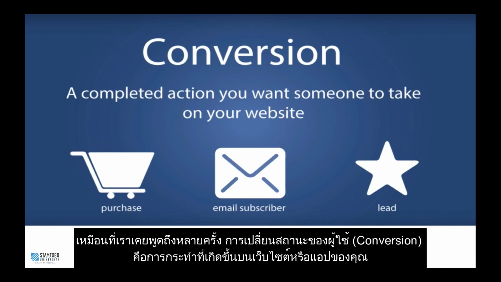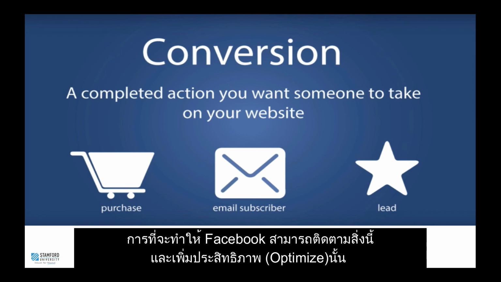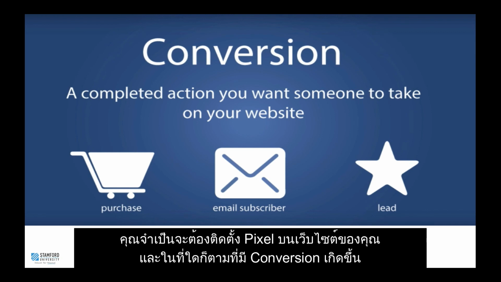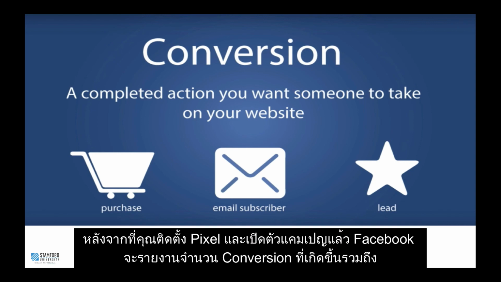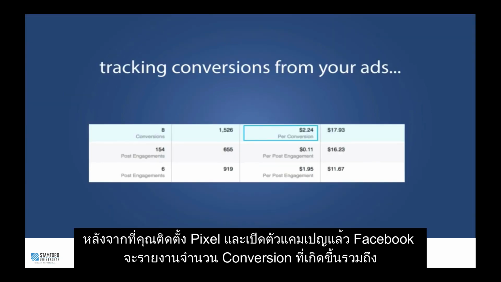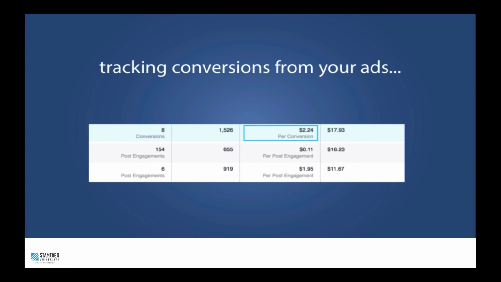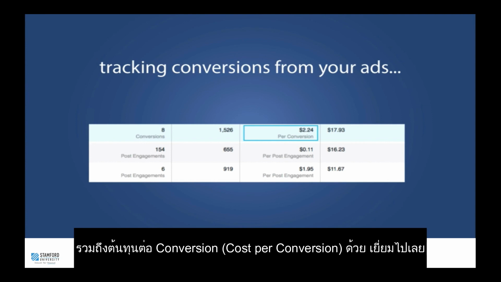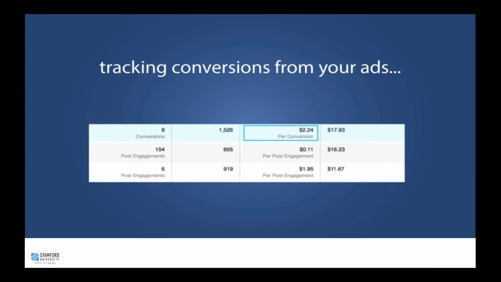So first is conversion. As we mentioned many times, a conversion is an action that is taken on your website or your app. If Facebook is going to track this and optimize towards that, then you must have the pixel on your site or the SDK on your app. Otherwise, you can't use this powerful tool. After the pixel is placed, you launch the campaign, then Facebook is able to report on how many conversions take place, as well as the cost per conversion. Very, very cool. You can see yourself making money in real time.